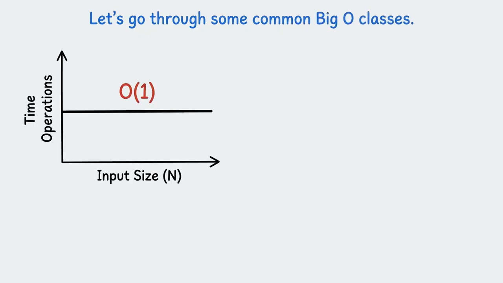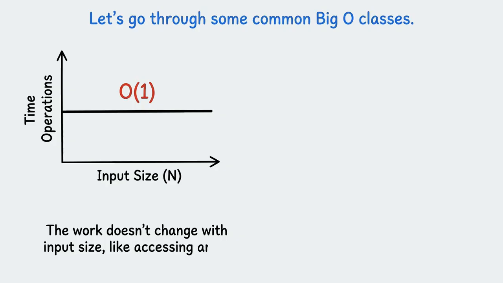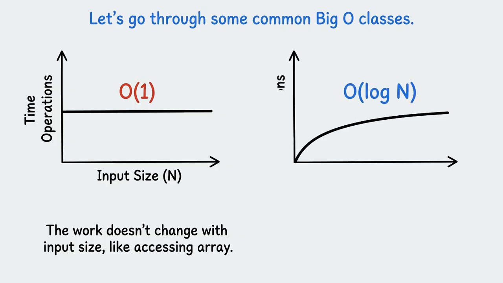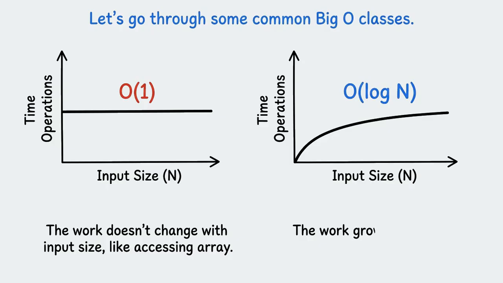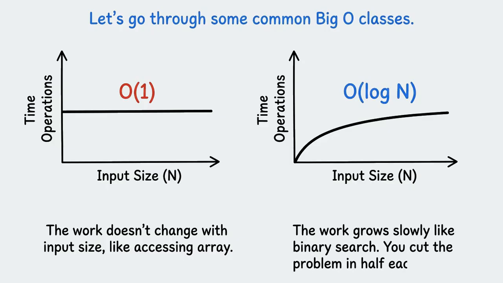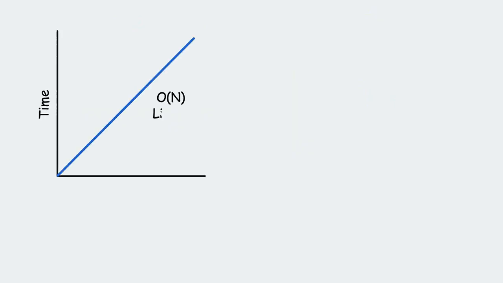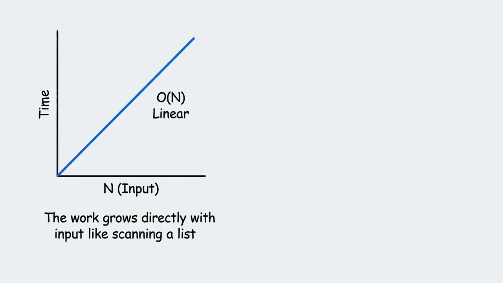O of 1 is constant time. The work doesn't change with input size, like accessing an array at i. O of log n is logarithmic. The work grows slowly, like binary search. You cut the problem in half each time. O of n is linear. The work grows directly with input, like scanning a list.